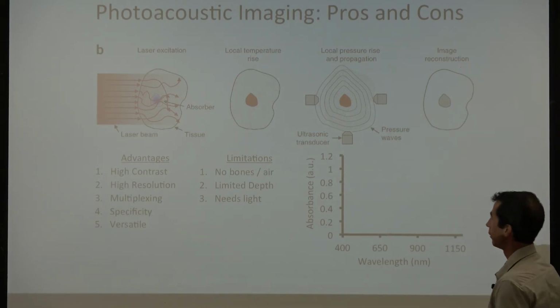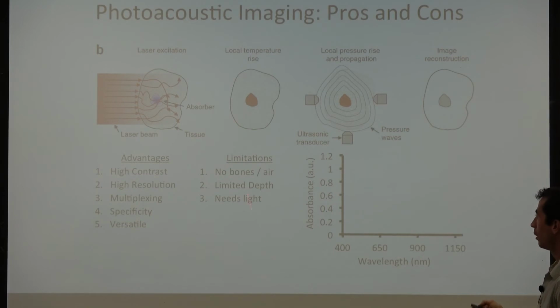Random question. Why can you not look at bones? Because A, it's hard to get light through bones, and B, it's hard to get high frequency. Yeah, you can get high frequency sound through bones, but not light. At least not a lot, like through a human skull.